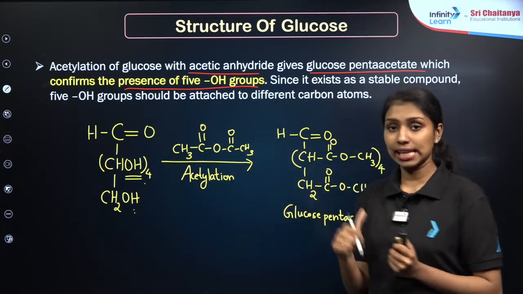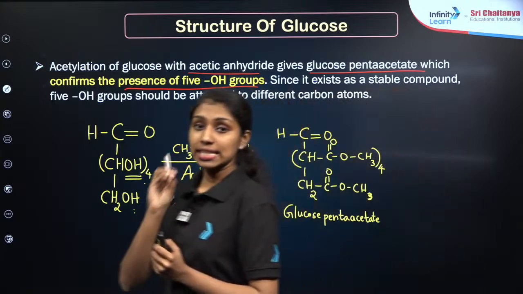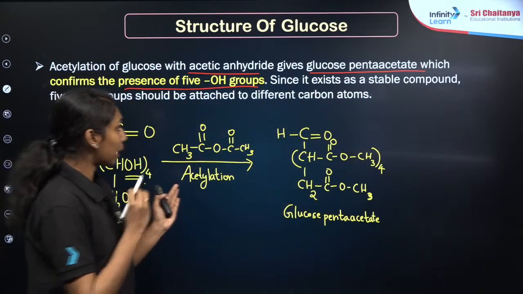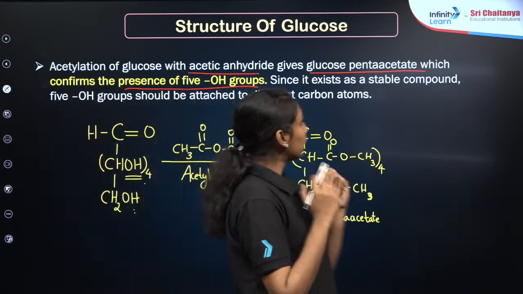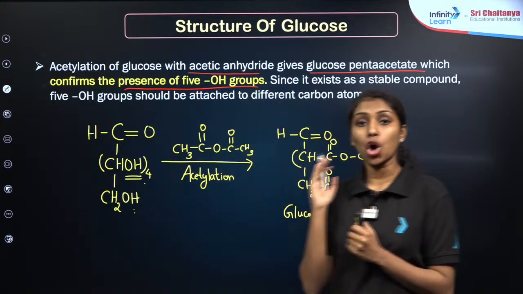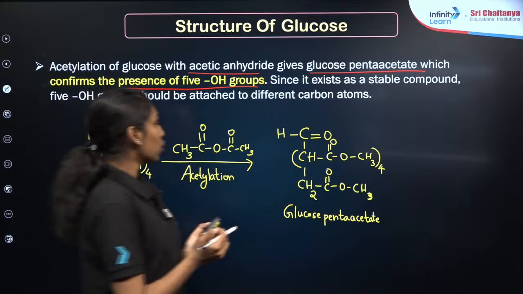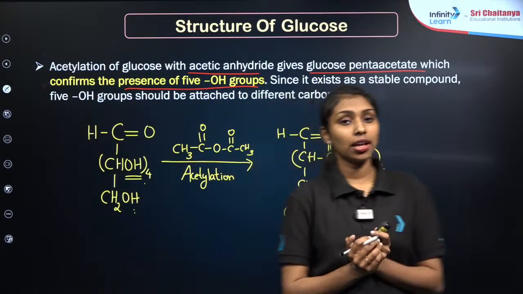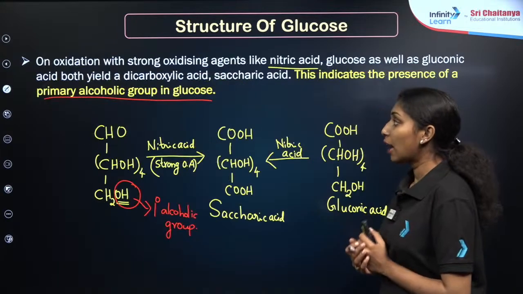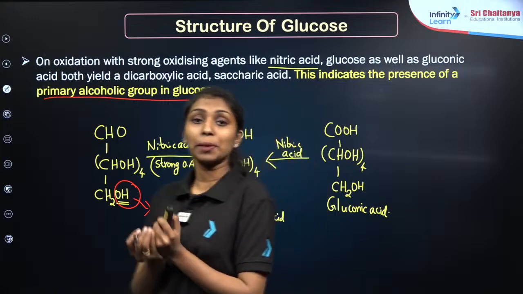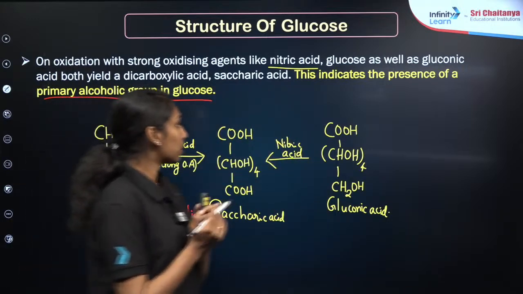So we do the acetylation of glucose with acetic anhydride. It forms glucose pentaacetate, which indicates that the compound must contain five different OH groups. We already know there are polyhydroxy groups, and five hydroxy groups are present. We have to identify whether there is any primary alcoholic group in glucose.